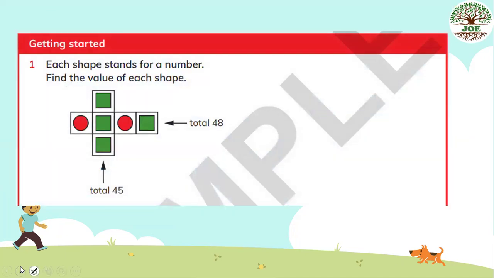Number 1. Each shape stands for a number. Find the value of each shape. Okay, let's see. There are two kinds of shapes, greens and reds. Which one can we find first? Here, there are three greens, which sum up to 45. Here, two reds and two greens are 48. So we can find greens first.